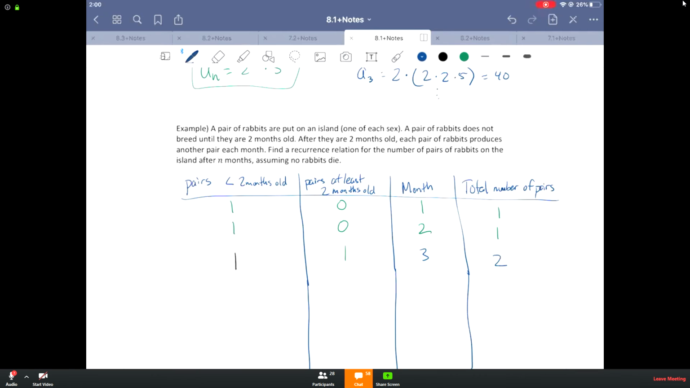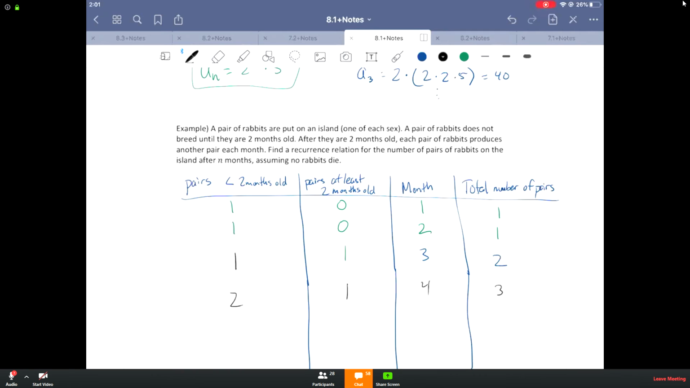So now let's move on to the next month. Okay, so the next month, this pair right here is going to make another pair, right? Now this pair right here is not old enough yet to move on to the next column. So we're going to have 2 pairs in that first column. We're still going to have just 1 in that second column. This is the fourth month. And now we have 2 plus 1. We have 3 total pairs.